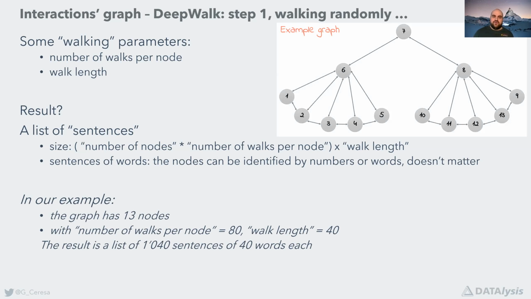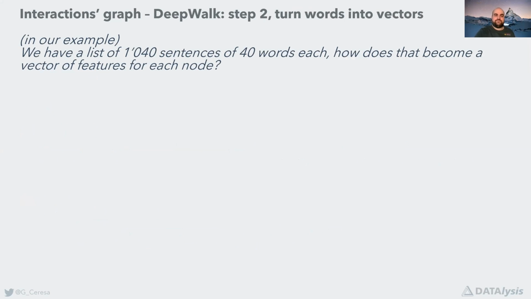Now, in this example, my graph has 13 nodes. If I do 80 walks per node, and my walk length is 40, the result will be 1,040 sentences of 40 words each. So you see that DeepWalk, first of all, generates a huge amount of information. From a super small graph, I have 1,040 sentences, 40 words each. So it really grew into a tons of flow of information first. What do we do with these sentences? What do we do with these walks?